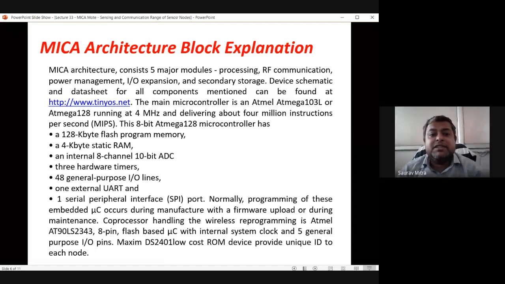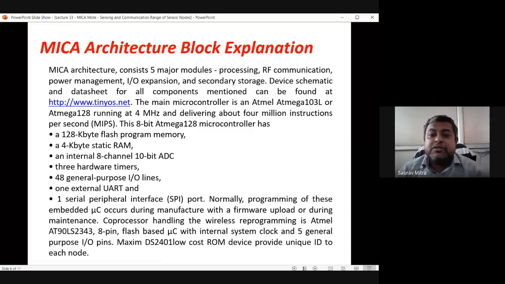Device schematic and data sheet for all components mentioned can be found on the website tinyos.net. So you have to search two things. One is the paper of Hill. I will give it to you. And if you go to the website tinyos.net, there you'll be finding all the internal device details for this MICA Mote.